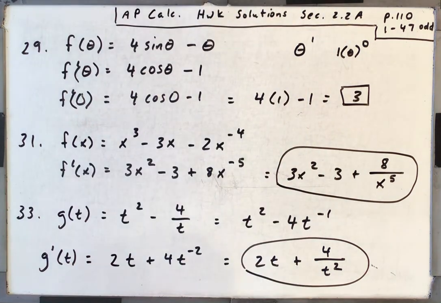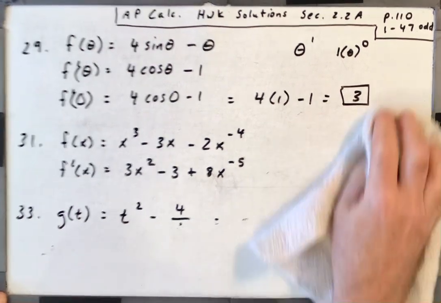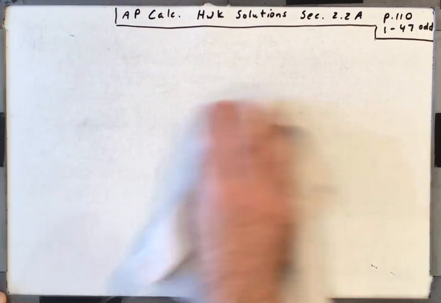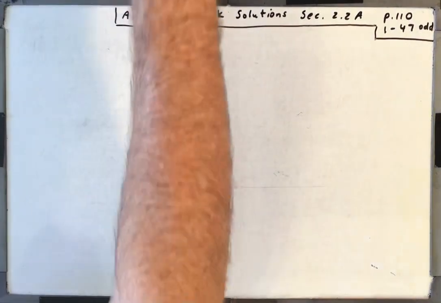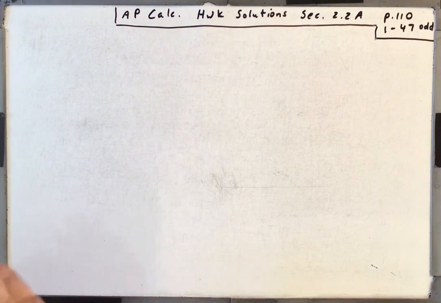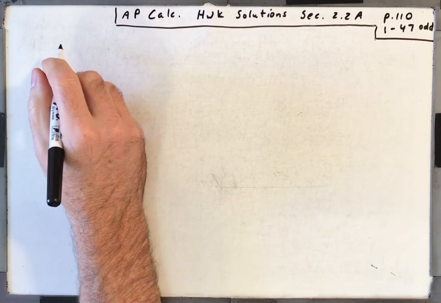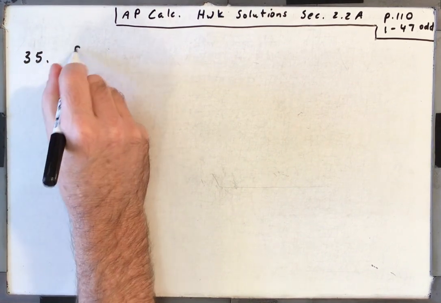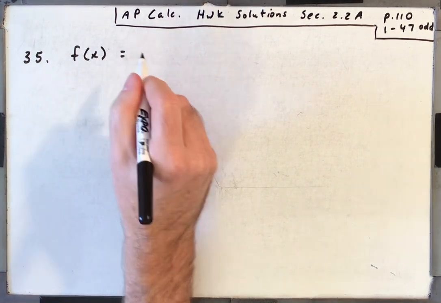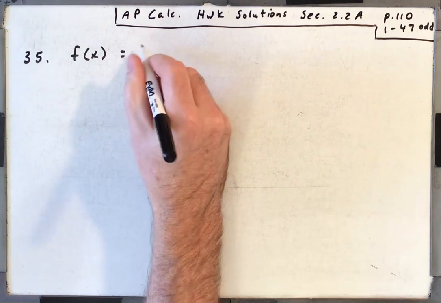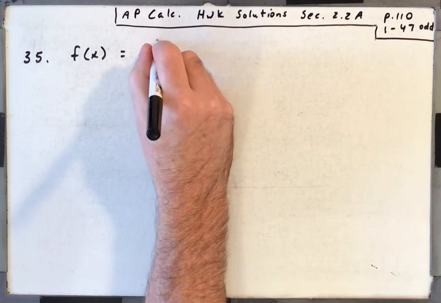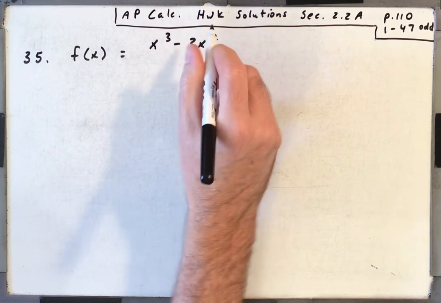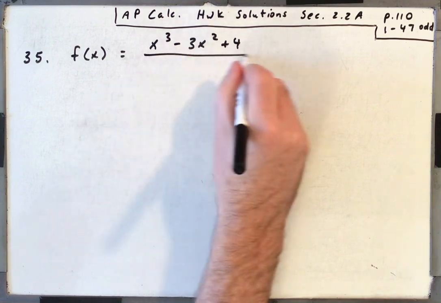All right. We're on probably the last third of this video. So we are on 35. 35 is a good one. It's f of x, I've had students mess this up, is equal to x cubed minus 3x squared plus 4 over x squared.